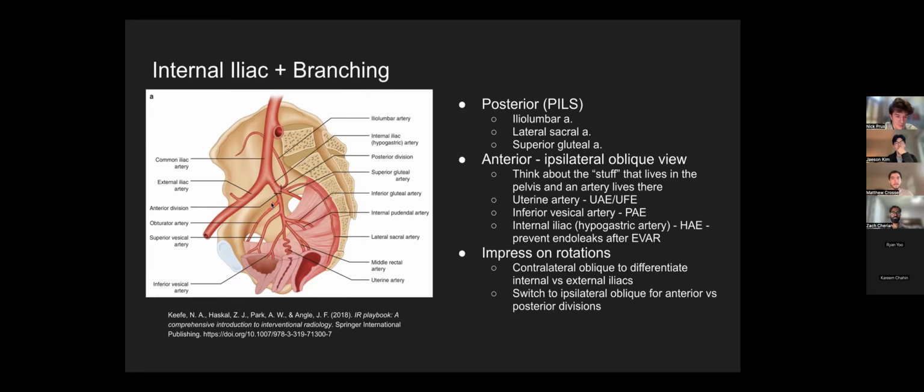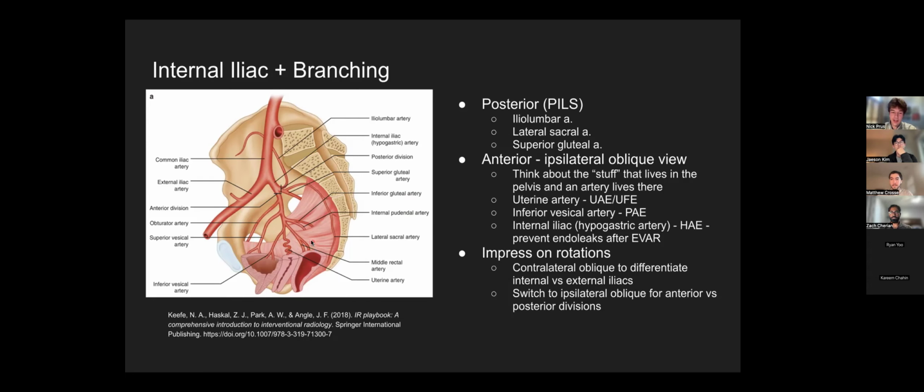So you have arteries like the obturator, superior vesical, inferior vesical, uterine, middle rectal. So this is another area that's important to know for hemorrhoidal artery embolization. There's a lot of different variations on individuals' hemorrhoids, but you can get blood supply from both the middle rectal and then the superior rectal.